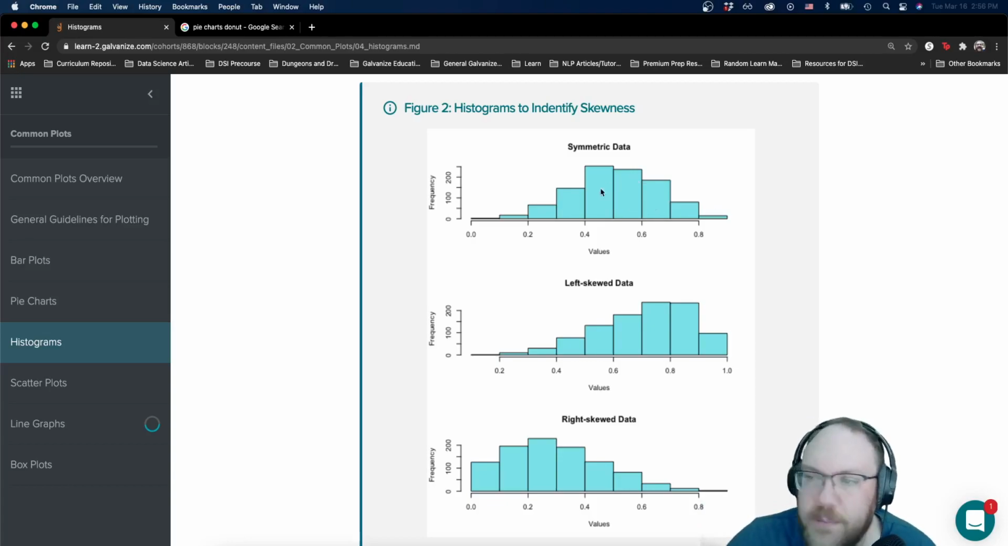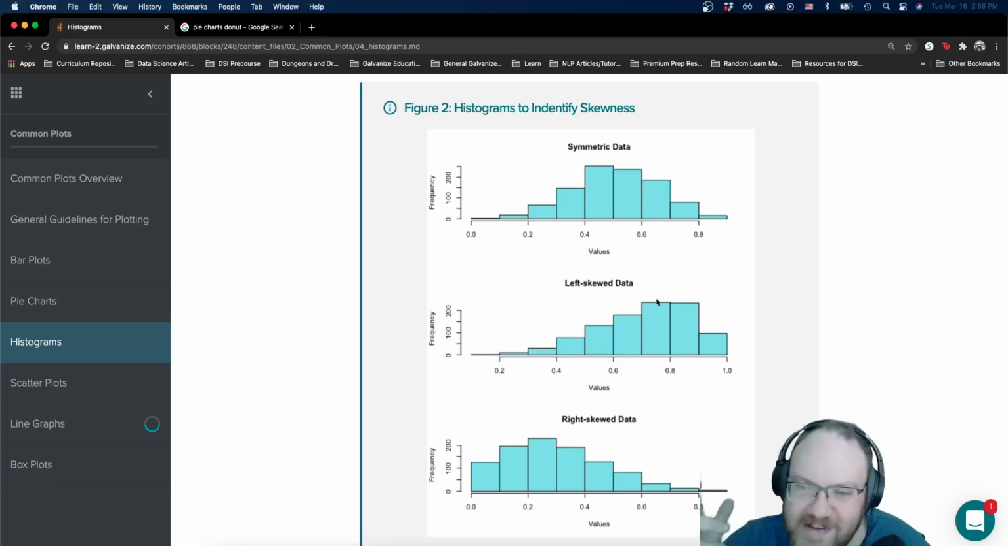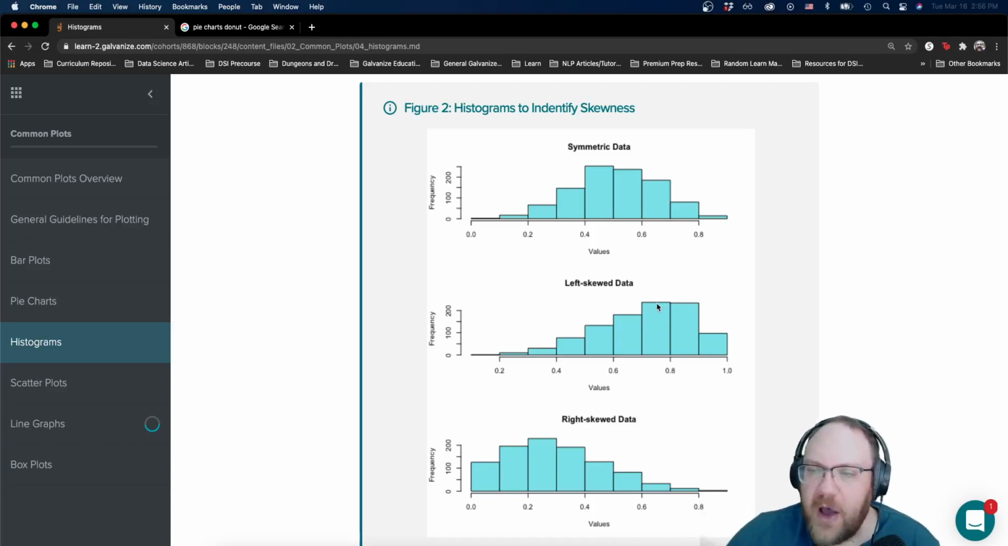We have one symmetric data set, we have some left skewed data, and some right skewed data. Now, when we're talking about left skewed or right skewed data, you might also hear these referred to as negative skew or positive skew. And luckily, it's become easier for me to remember which is which.